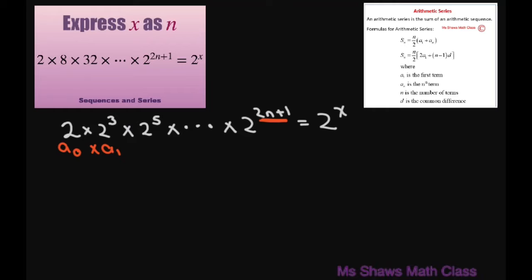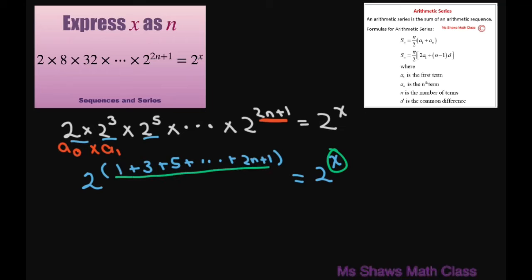So basically, since we have the same base now, we can write this as 2 to the power of, using your properties of exponents, 1 plus 3 plus 5 plus dot dot dot plus 2n plus 1 equals 2 to the power of x. That means our x equals this. So we're going to write x equals 1 plus 3 plus 5 plus dot dot dot plus 2n plus 1.